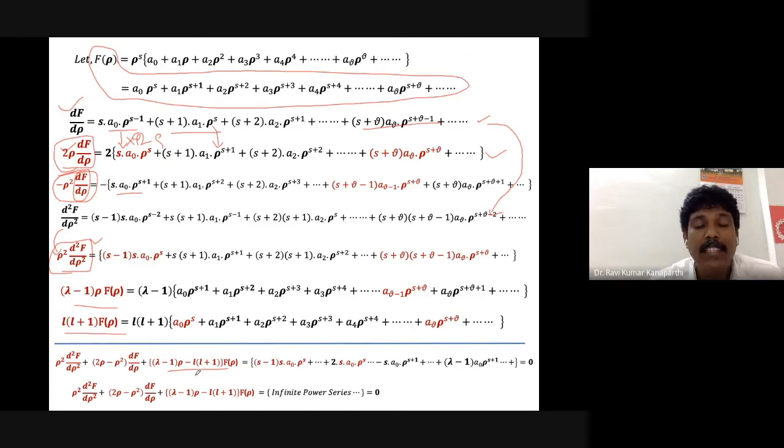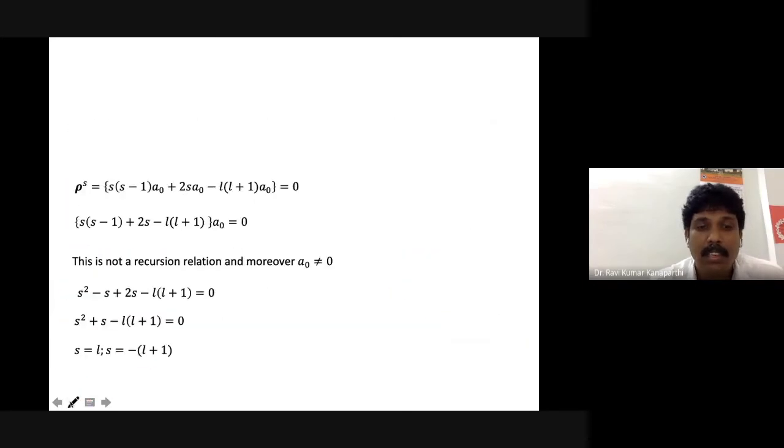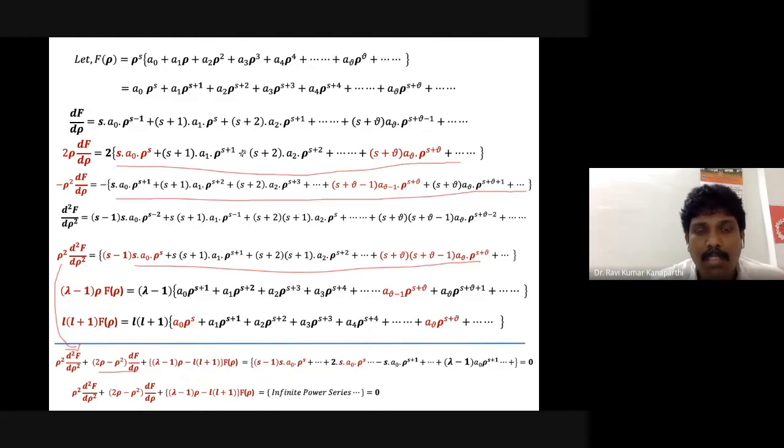And then if you take the summation, what will happen? In the first term, that is rho square d square f of rho, as you can see here, there are an infinite number of terms. And then the second two terms, basically these two, also have infinite terms. And what about these things? Well, here also you have an infinite number of terms.